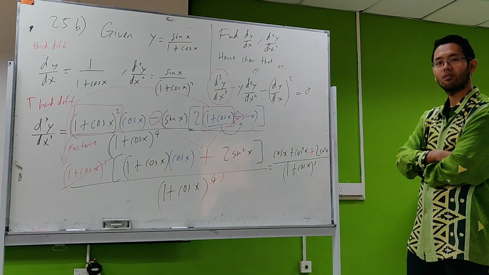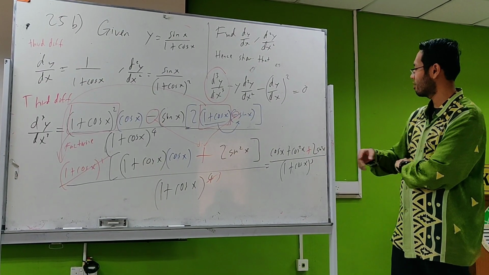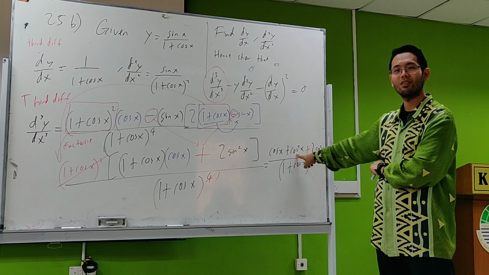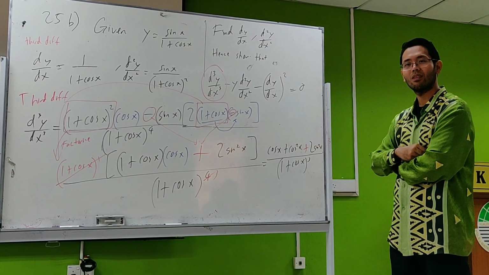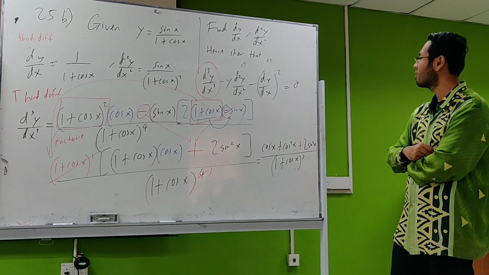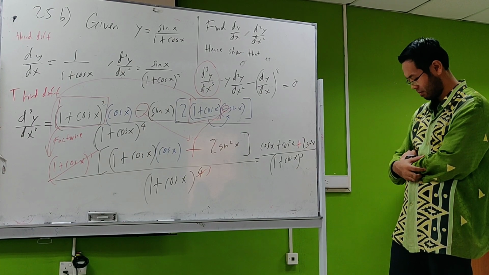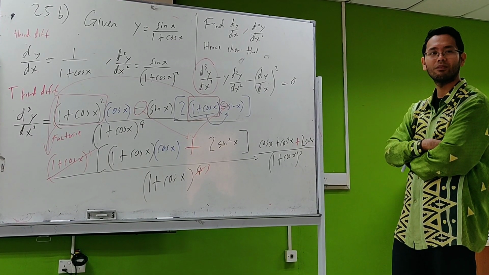2 sine squared plus cos squared becomes 1. You got 2 sine squared, but this is cos squared. Can I simplify them out? What's that?